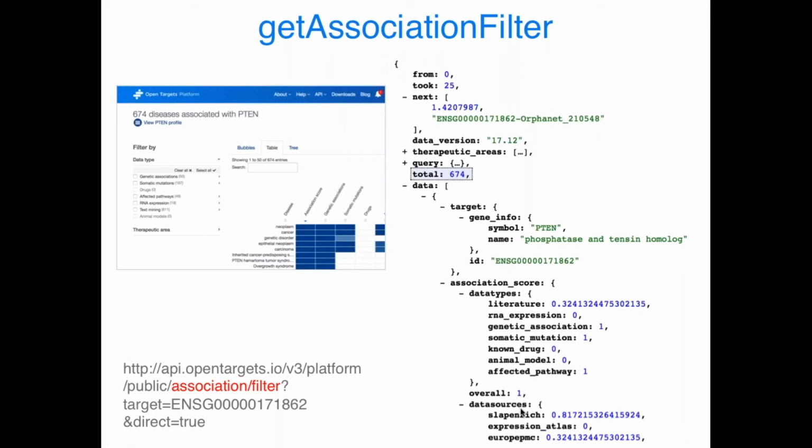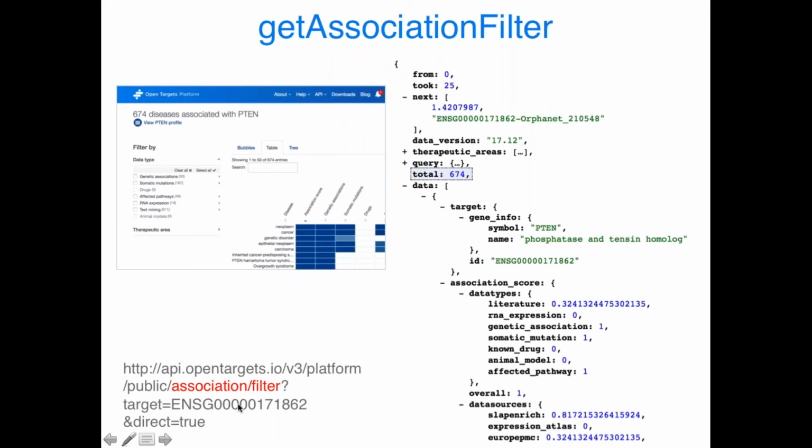So remember, we've got several data sources out there. If they are similar data sources, they will be combined into larger data types. So everything that is genetic related will be combined as a genetic association data type, and we compute individual scores for the data types and also for the data sources. So that information is very easy to get from the REST API.